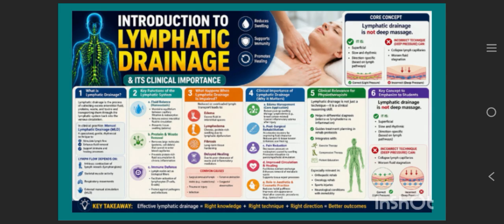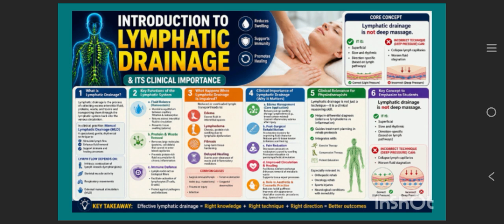Third, we will discuss what happens when lymphatic drainage is impaired. What happens when lymph transfer capacity becomes overloaded or reduced? It leads to fluid accumulation and tissue changes.